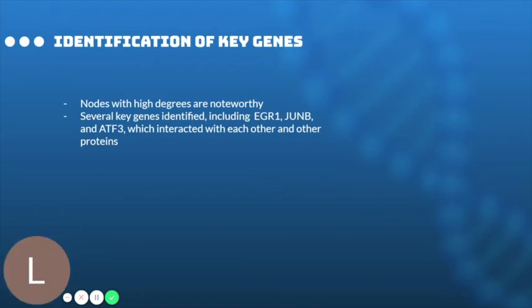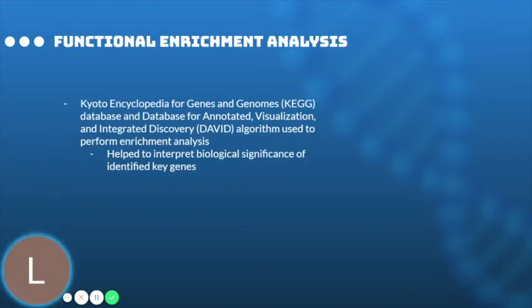They actually use this property to identify key genes. Nodes with high degrees are especially noteworthy because they interact with a lot of other proteins and are interacted with by a lot of other proteins as well. In this specific study, they identified EGR1, JUNB, and ATF3, among others, as key genes. Just going by the high degree, they discovered maybe between 8 to 10 different genes.